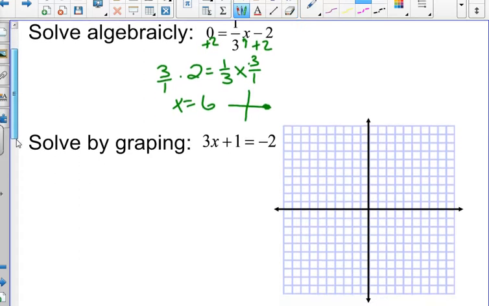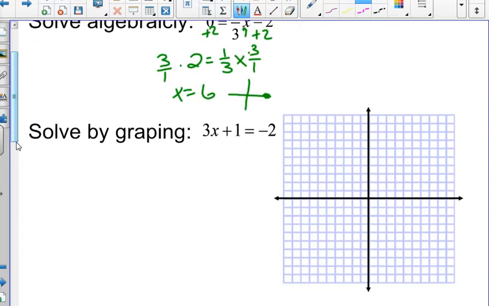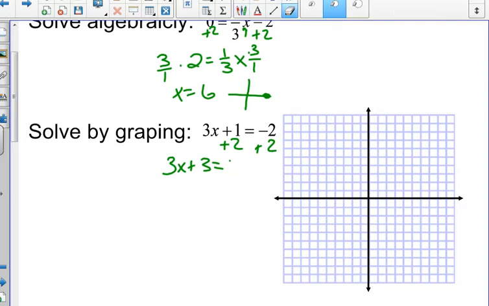Anyway, okay, so let's solve this one by graphing. First of all, we have to make the equation equal to 0, because that's what our y is. Okay, so we're going to make it equal to 0. Actually, they want us to do this. So first make it equal to 0, and then we're going to add 2 to both sides. So it's 3x plus 3 is equal to our y, or our f of x, because our y is going to be 0, right? So this is our f of x.